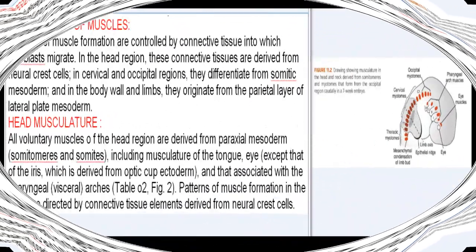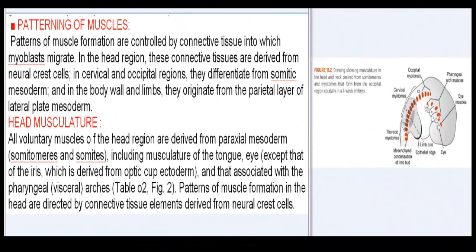Patterning of muscles. Patterns of muscle formation are controlled by connective tissue into which myoblasts migrate. In the head region, these connective tissues are derived from neural crest cells.